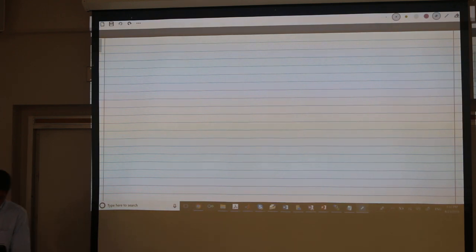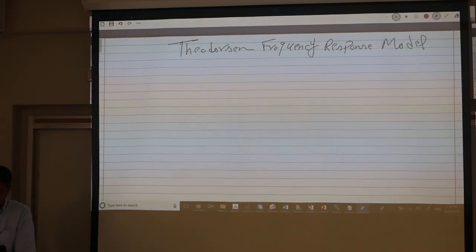So today we will go through Theodorsen. Theodorsen frequency response model. Hopefully we'll do more than half of it. That fits the derivation. This is 1935. So just let's recap what are the tools available to us.